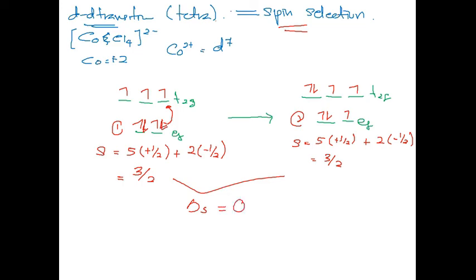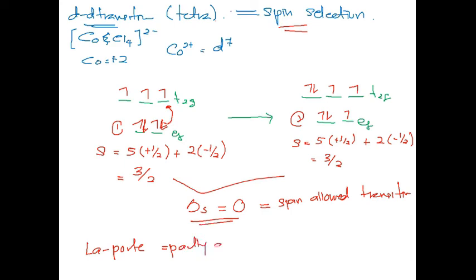So it means that in a tetrahedral geometry, your delta S is 0. So they are spin allowed transitions. Why? Because the spin selection is allowed. So what about Laporte? Again, Laporte for tetrahedral is partly allowed, because it is a tetrahedral complex.